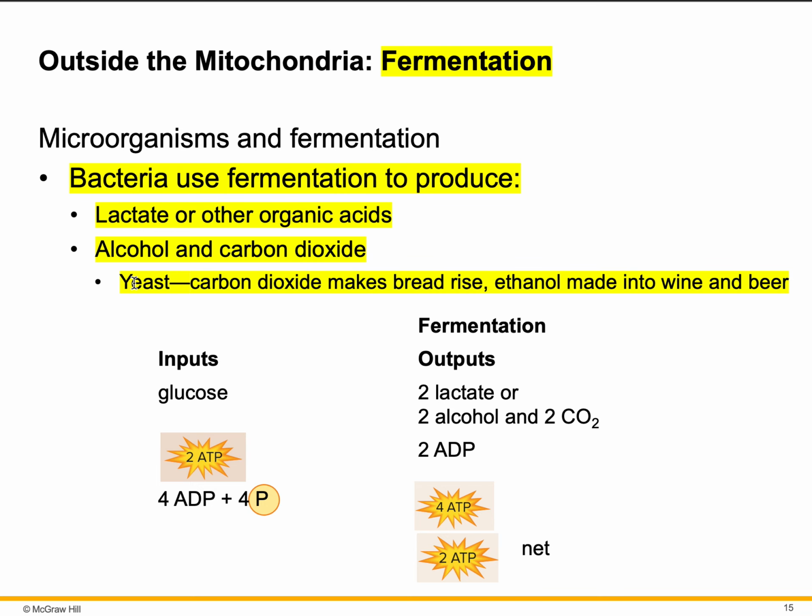So let's go back really quick. It says bacteria use fermentation to produce lactate or other organic acids, alcohol and carbon dioxide, and then yeast, which is what they use for bread. Yeast carbon dioxide makes bread rise, and ethanol is made into wine and beer.